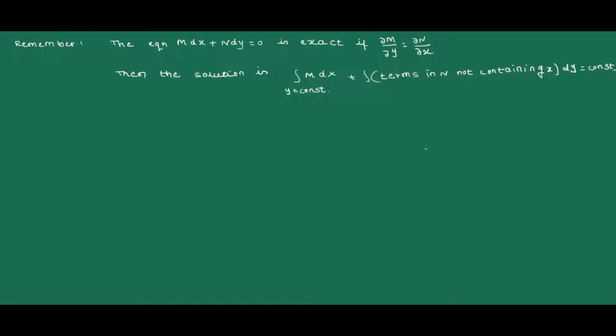So this is the solution, or we can also write it as integration of M into dx, y is equal to constant, plus integration of terms in N, N with respect to dy, and here I will write free from x, which means we have to integrate the term containing y only, is equal to constant. Now write down the examples.